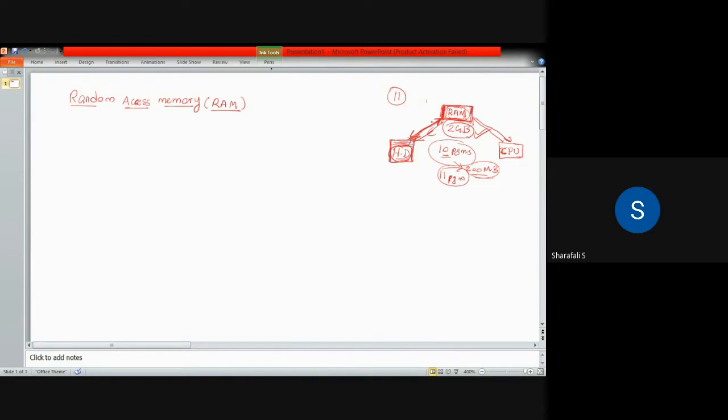So it may exchange data between this memory. In your mobile phone, it will be internal memory or your external memory card. So in this case, this transfer of data will always occur between this RAM and HD, and the RAM will be running slowly because of this.